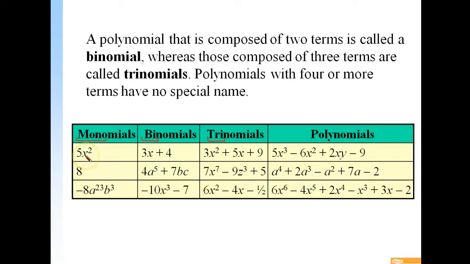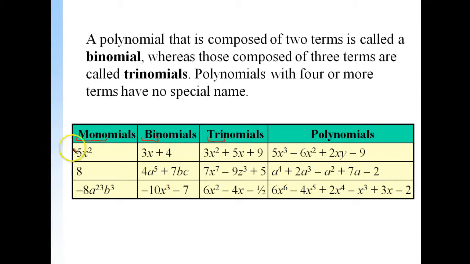This is a polynomial of one term, which has the extra special name of monomial. These are just one terms. 2 terms. 3 terms. Many terms, more than 3.